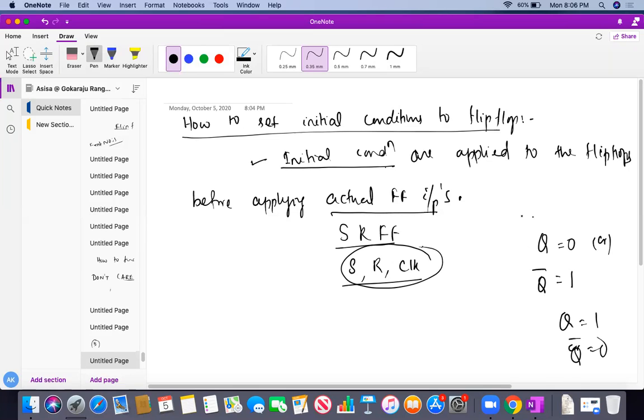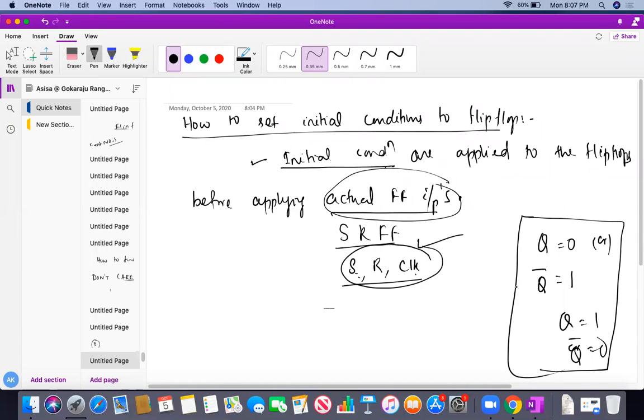Any doubt on this, students? All of you understand what I'm saying? Initial conditions are applied to the flip-flop before applying the actual flip-flop inputs. Before starting the flip-flop operation by putting clock, S and R values, you should first get these initial conditions. What are those? Either Q equal to 0 or Q equal to 1.